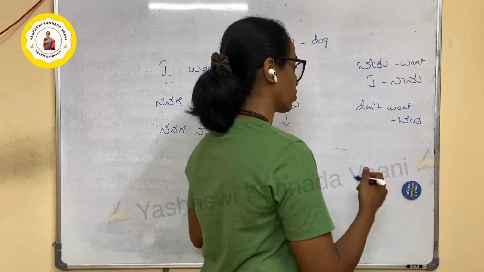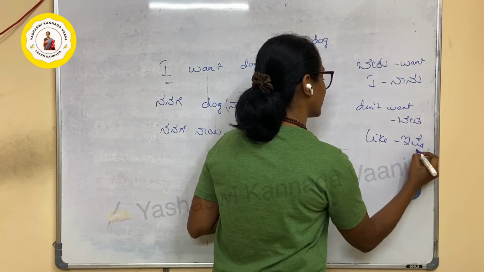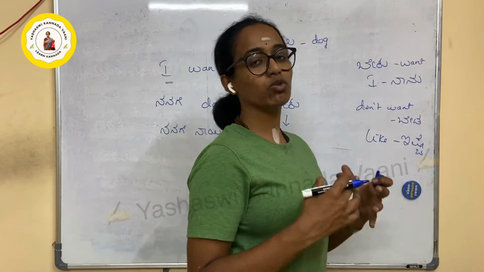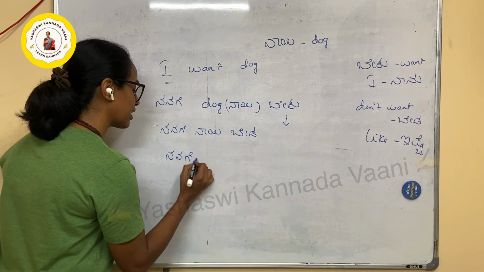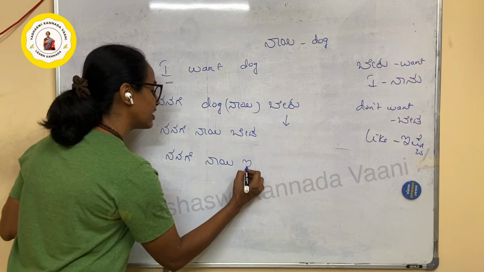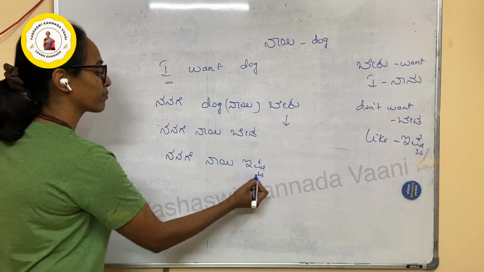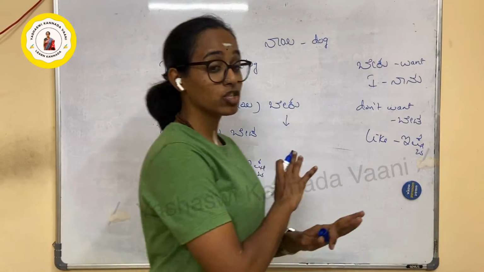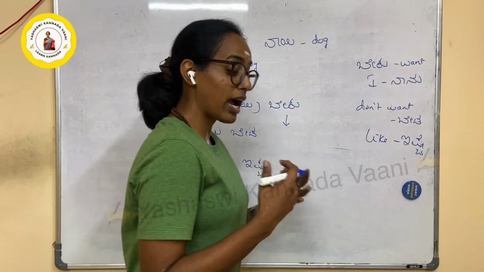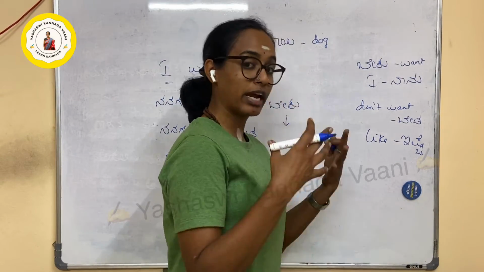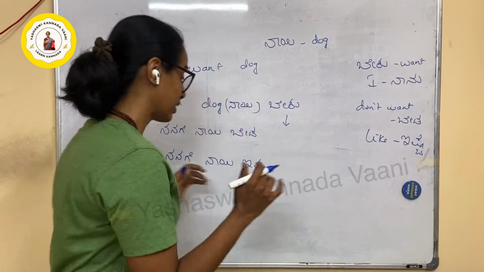Now I'll learn one more. One more is like. Like is ishta. Enakku naai pudikum. Mujhe kutta pasand hai. Okay? So I would say the same concept. Nanage nai ishta. Always remember the pronoun will come in the beginning. Here it's not nanu nai ishta. It's nanage. Whenever you want to say I want, I like, I don't want, I don't like, always use nanage, nanage, nanage. Okay?